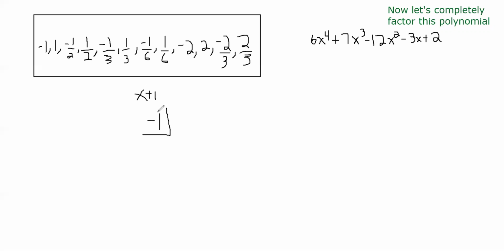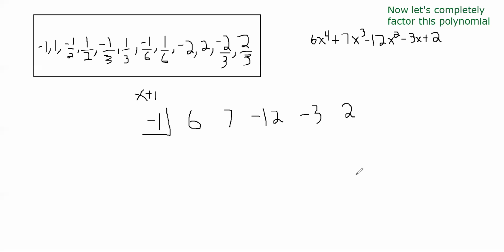The root, the 0, is -1, but the factor is x plus 1. Just keep that in mind. And now we're going to write the coefficients of my function here: 6, 7, give a little space between them, -12, -3, +2. Our goal is to end up with a remainder of 0.